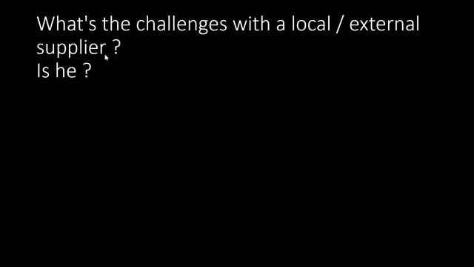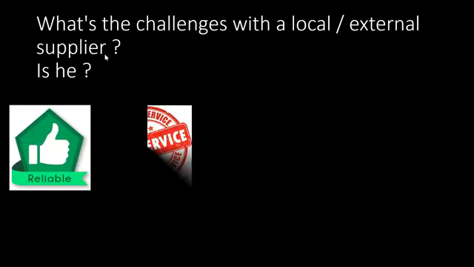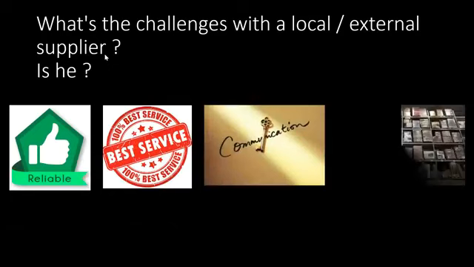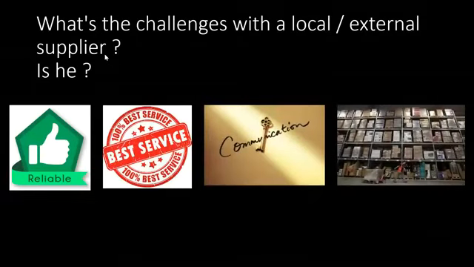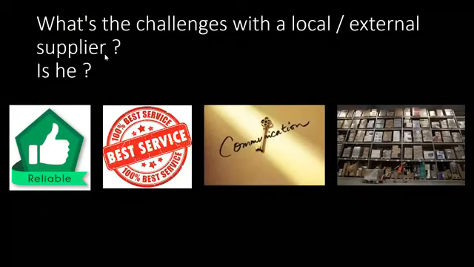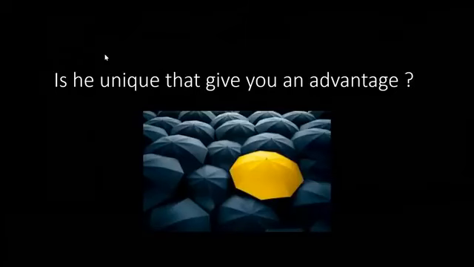So what are the challenges with a local external supplier which is not integrated in our system, like you saw with Amazon and Best Buy and others? As said, he needs to be reliable, provide good service and communication, and also have the variety. These are very important challenges to make sure that if you're adding a supplier who is not in the system, he will be able to provide you a good service.